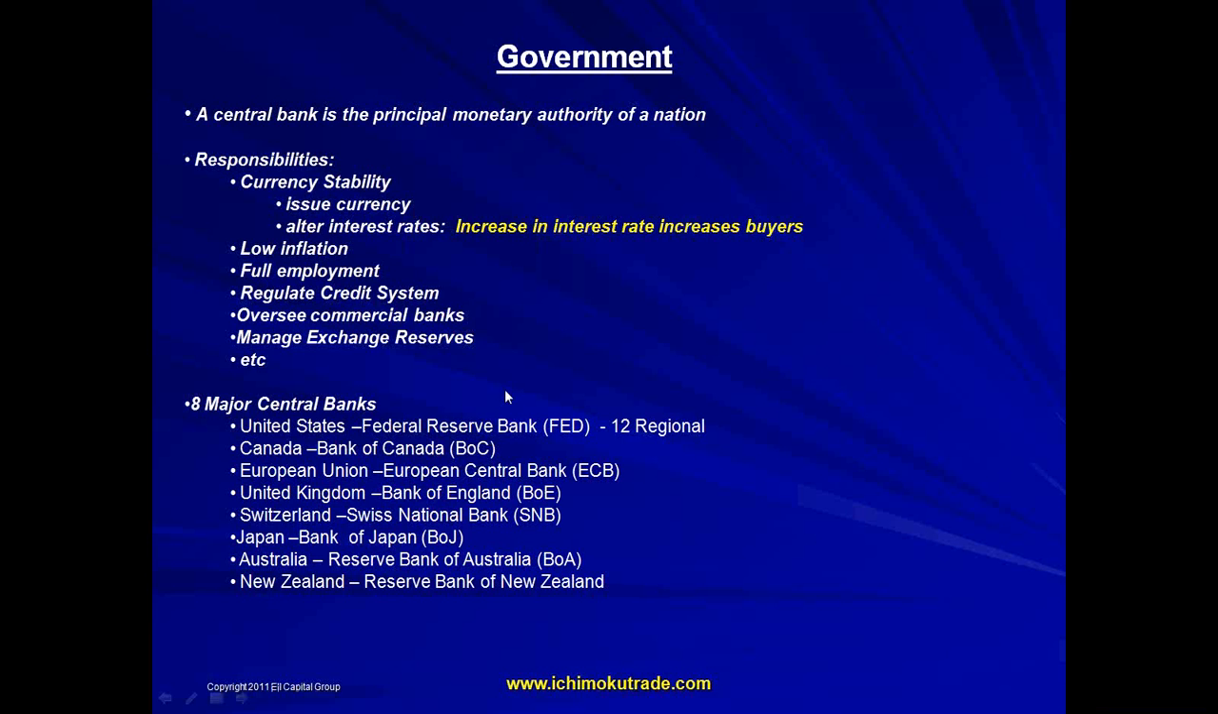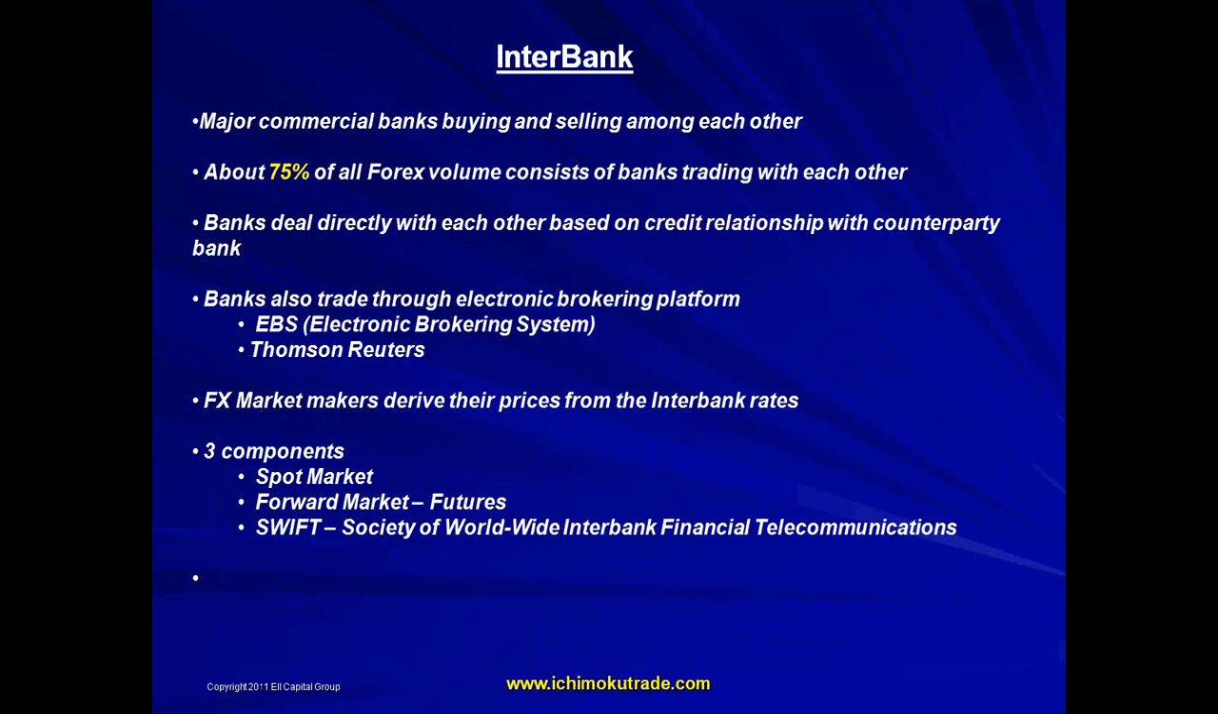The next tier, as my PowerPoint moves on, is the interbanks. The major commercial banks are basically buying and selling among each other. This is about 75% of the Forex volume, consistently banks trading between each other. As I mentioned, when you get rates, the bid and ask for these currencies on the brokerage platform, they're from these interbanks because they're 75% of the Forex volume out there. Banks deal directly with each other based on the credit relationships with the counterpart banks. We're not going to go through all these in detail, but there are 3 components to the interbank: the spot market, the futures market, and SWIFT.